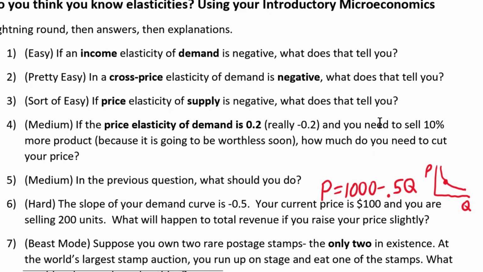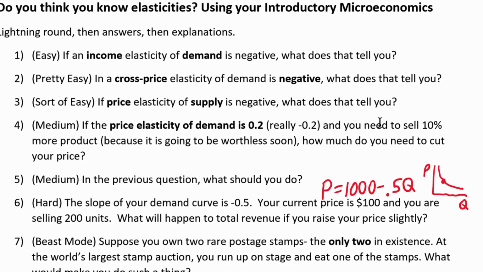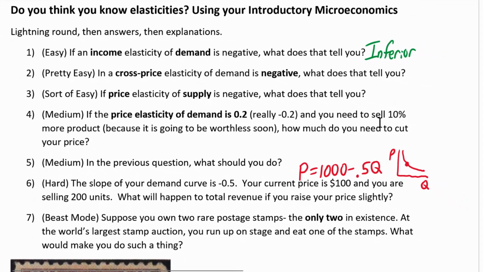Answer to question number 1. If an income elasticity of demand is negative, what does that tell you? That tells you that that good is an inferior good. Question number 2. In a cross-price elasticity of demand, if that's negative, what does that tell you? Well, that tells you that the 2 goods that you're looking at, price of one went up and the quantity of the other one went down. That tells you that they are complements.